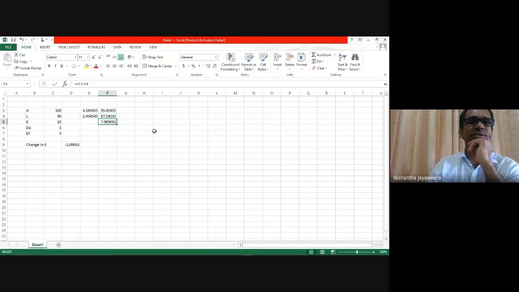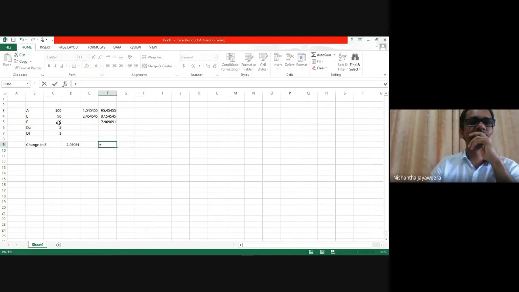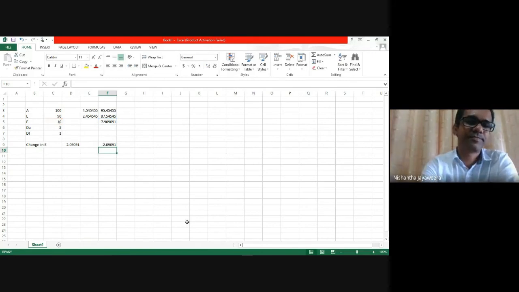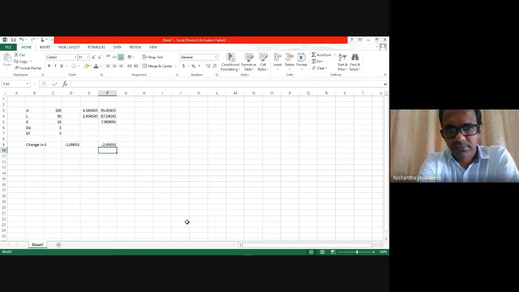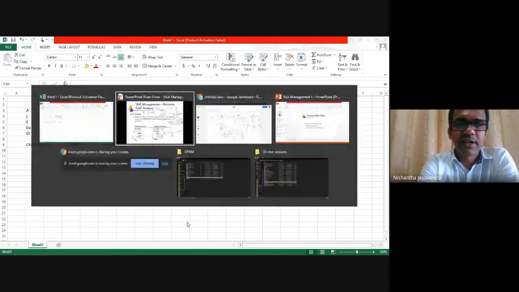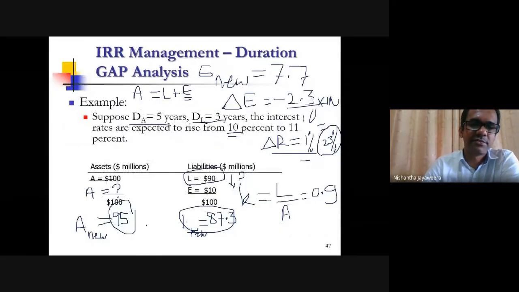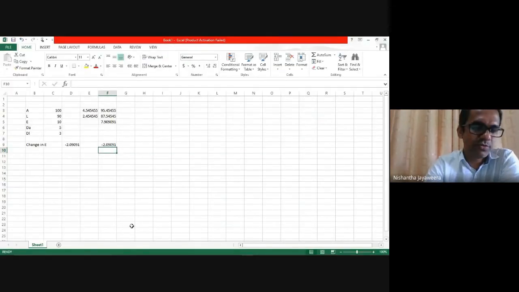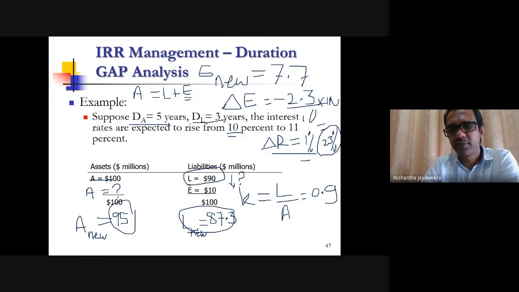So this is the value of equity. Now if I convert this into the change in equity, you should get this minus this, 2.090. Maybe you have done a round off here, that's why you get 95 here. 87.54, I don't know how you got it as 87.3.